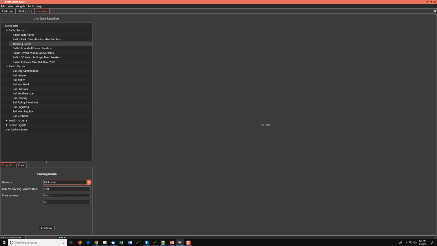For now, you can specify a liquidity filter, if you will, so a minimum 50-day moving average of volume. And that's in millions. So if you put 0.4, for example, that means 400,000 shares per day on average with a 50-day average.